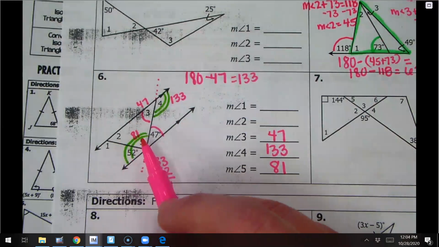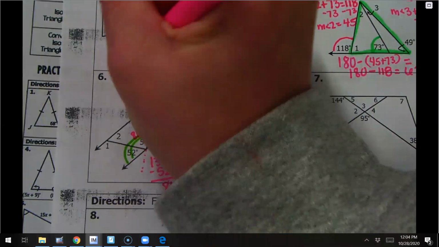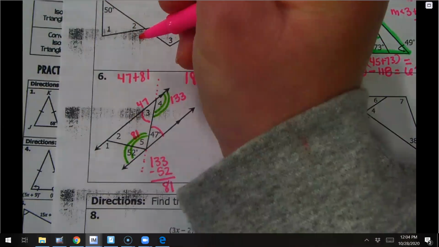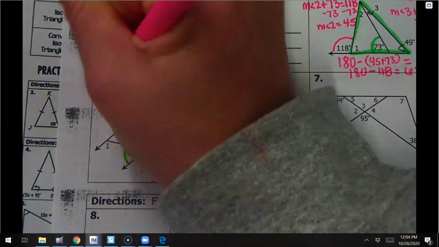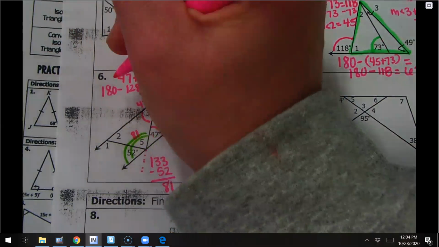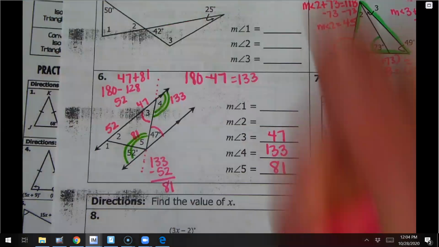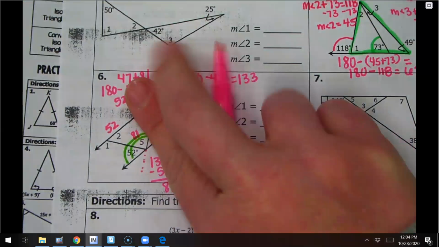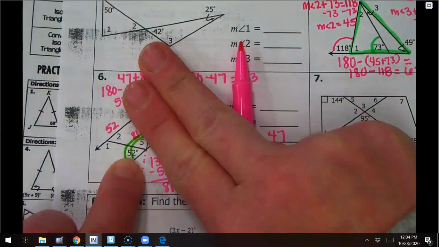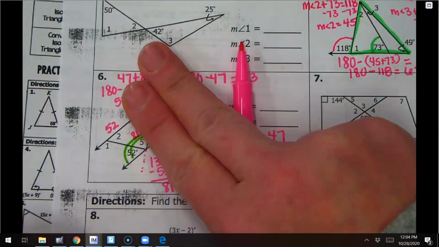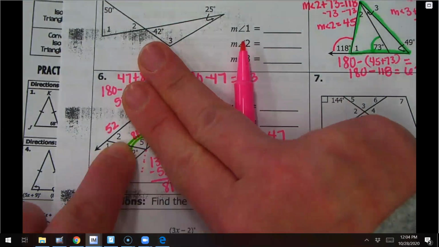So I'm going to figure out what 47 plus 81 is. 47 plus 81 is 128. I'm going to take that from 180. That is 52. Which apparently, if I'd just looked over here, I would have known that 52 and 2 are alternate interior angles. So I didn't even have to really do that math. I could have just used the alternate interior angle and known if this is 52, that's 52. But either way, we got it.